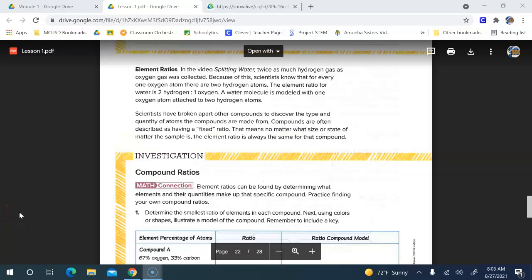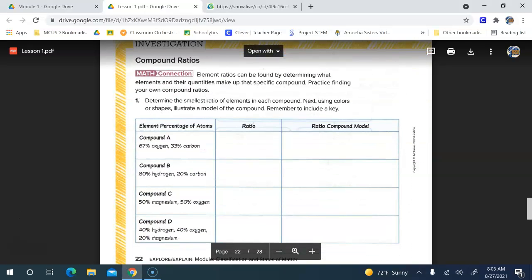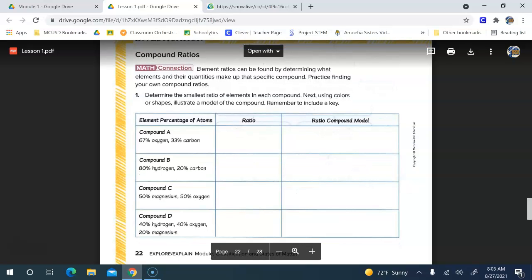Okay, today we are starting on page 22. You will read through the element ratios paragraphs, and then we're going to look at compound ratios. Ratios is something that I know you've been working on in math. So let's take a look at this and figure out the ratios.